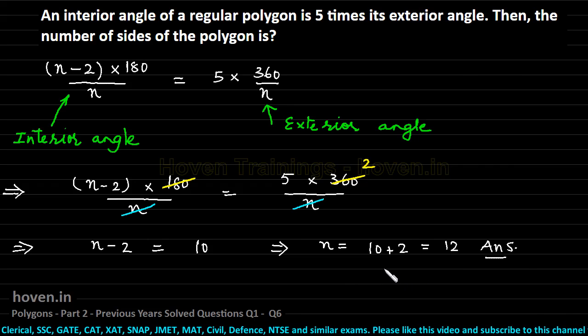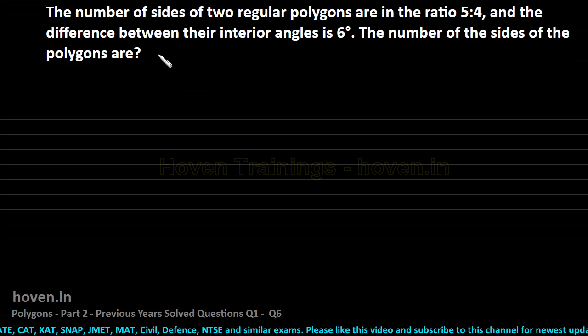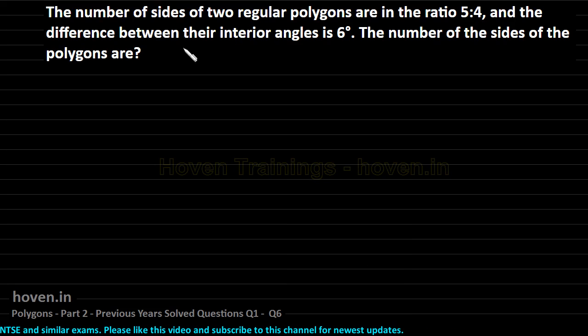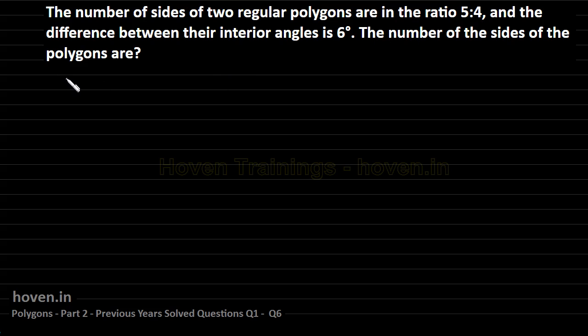Let us move to our next question now. The number of sides of two regular polygons are in the ratio 5 is to 4, and the difference between their interior angles is 6 degrees. The number of sides of the two polygons are what? We have been given the ratio. So we can start by taking that the number of sides are 5k and 4k, where k is a number that determines the ratio as 5 is to 4.